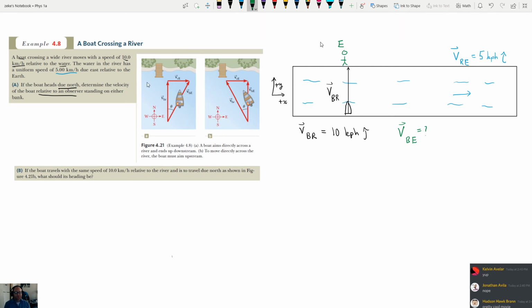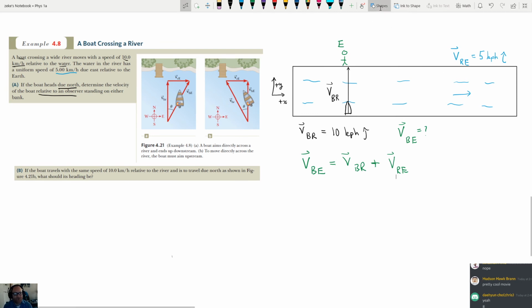Now we can see this from a vector picture, as they've drawn here, because we know from our velocity addition formula above that if I want to find the velocity of the boat relative to the Earth, all I need to do is find the velocity of the boat relative to some other thing. The other thing in this case will be what? River, right? So the velocity of the boat relative to the river plus the velocity of the river relative to the Earth. If we add those 2 things together, we'll get our answer. Well, we know how to add vectors, and we have VBR right here. All we need to do is add VRE into our picture.